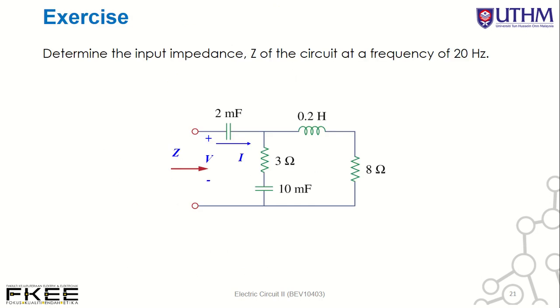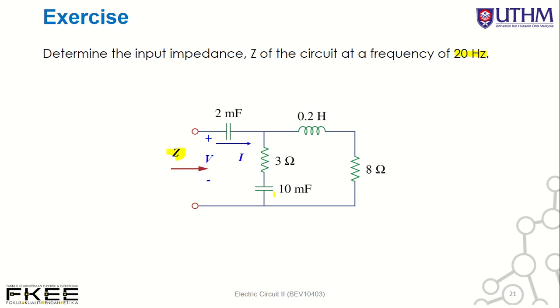Next, look at the exercise. This is exercise number 1. You can try to solve it. Let me try to explain in brief. Determine the input impedance Z of the circuit at a frequency of 220 Hz, given C, L, R, and this combination of R and C.